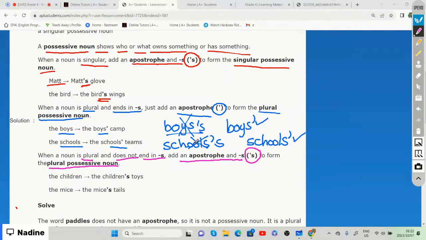Example, the children, right? So children is referring to more than one child. If it's two or more, we say children, because it's one child, two or more children. So if we want to refer to the toys belonging to the kids or to the children, we will say the children's toys. And there we added the apostrophe and the S at the end of that word to show possession.